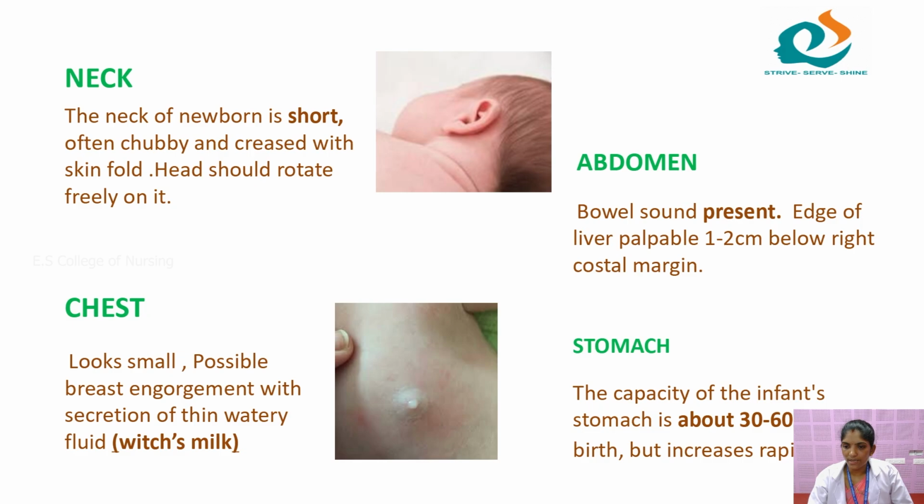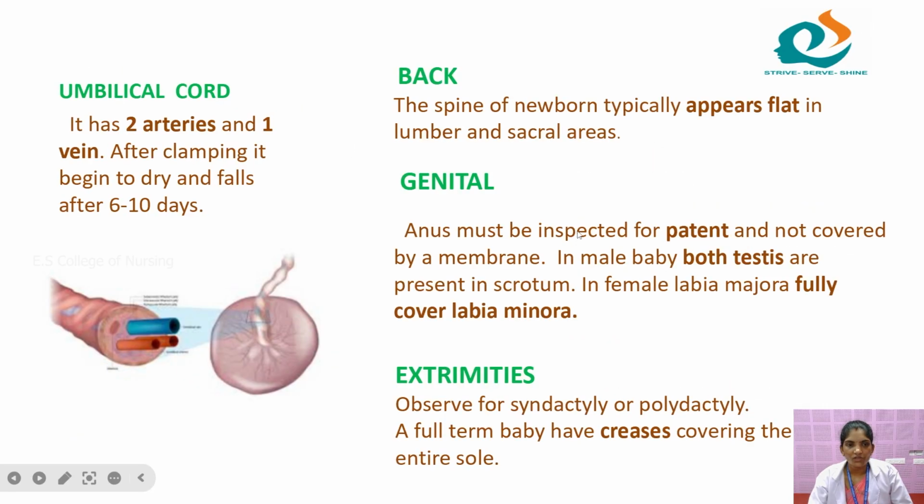The next one is stomach. The capacity of the infant stomach is about 30 to 60 ml at birth, but it increases rapidly. Next we have to assess the umbilical cord. It has 2 arteries and 1 vein. After clamping it begins to dry and falls after 6 to 10 days. Next we have to assess the back. The spine of newborn typically appears flat in lumbar and sacral areas.